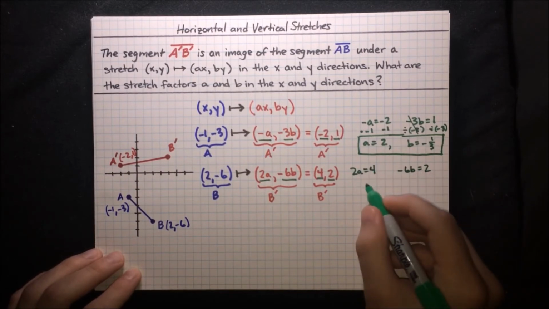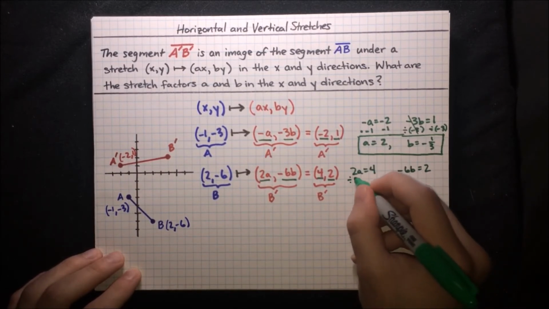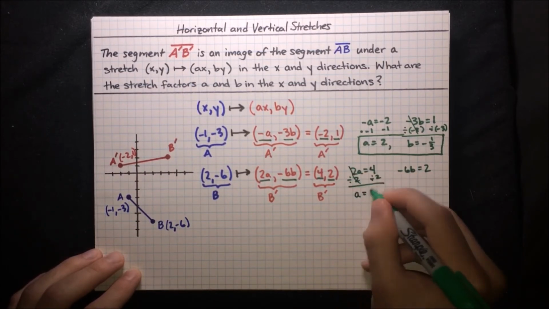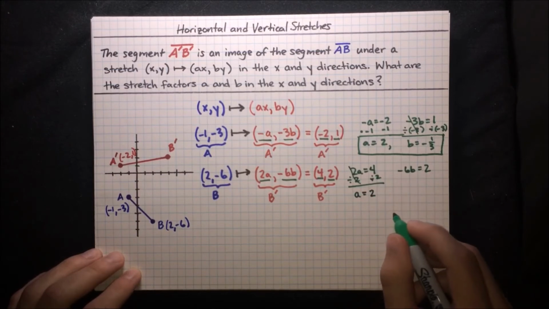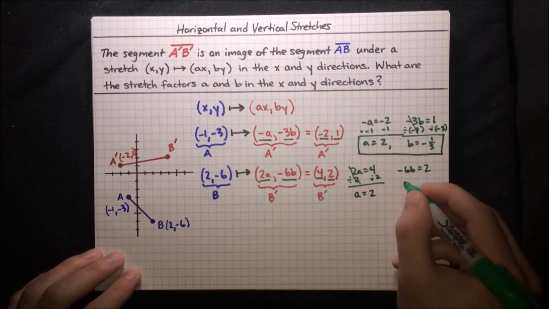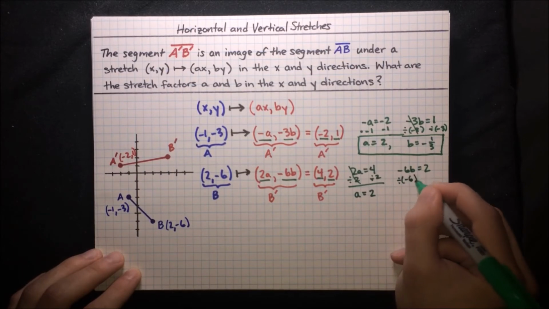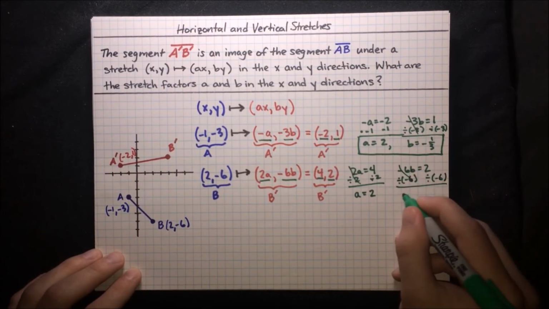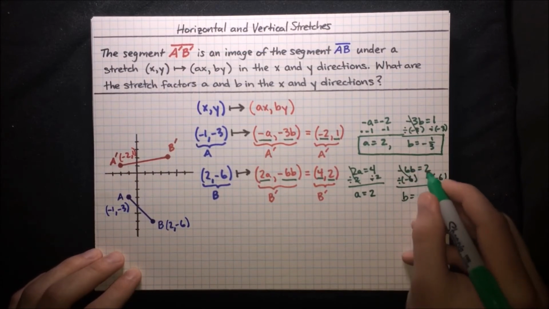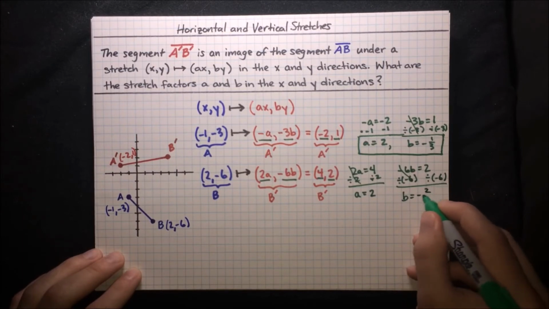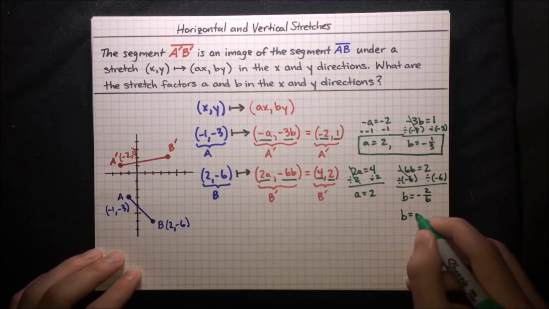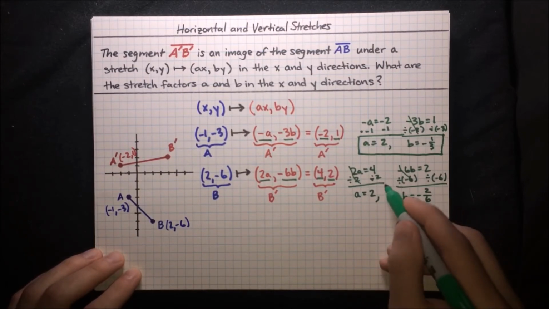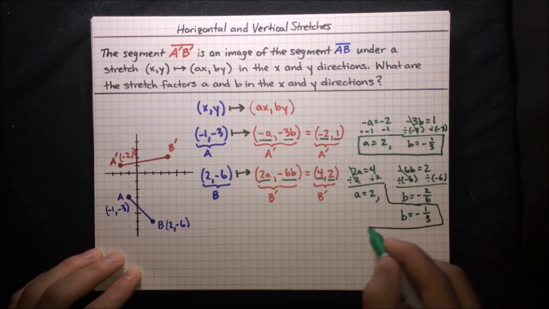And we could solve both of these equations. 2a equals 4, just divide both sides by 2, and that cancels out this 2 in front of the a. We get a equals 4 divided by 2, which is 2. And then we can do a similar thing for b, just divide by that -6 on both sides. That'll cancel out the -6, and we'll just have b equals -2/6, which can be simplified to b equals -1/3. So either way, we still get a equals 2 and b equals -1/3.